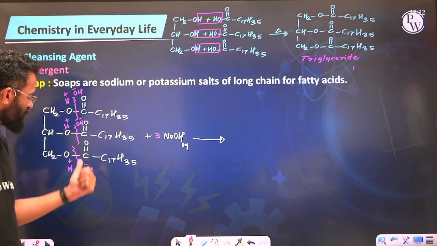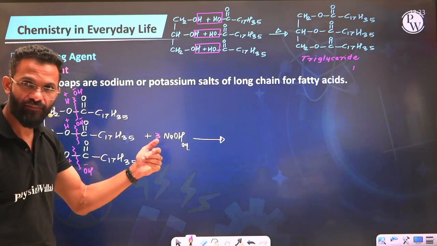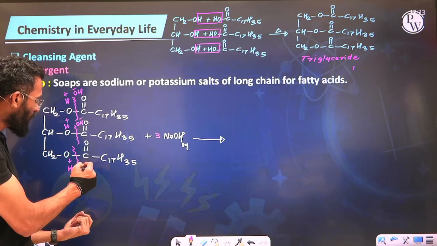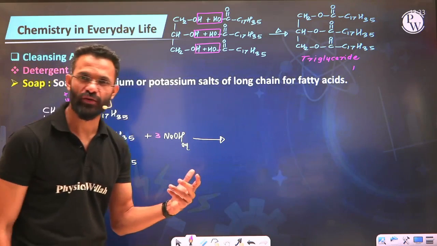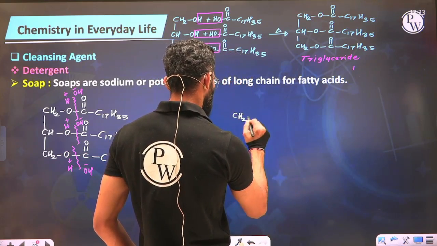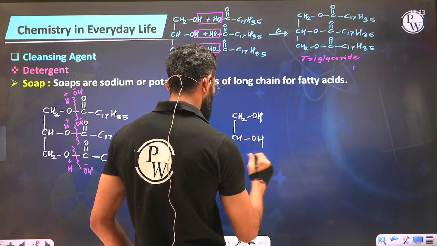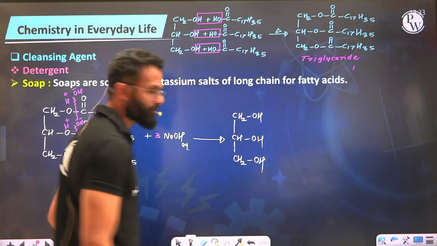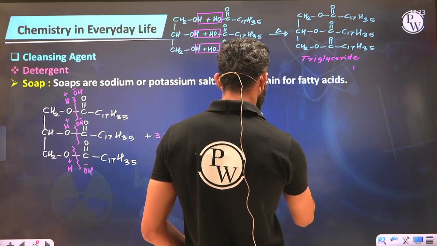But as soon as this acid is formed, because the conditions are alkaline, this base will react with the acid to form a salt. OH will take away H plus from here. So you will get C17H35COO minus Na plus, meaning it is a sodium salt of stearic acid. We can call it sodium stearate. Let us write down the structure first. We have got glycerol, and along with that, we got 3 C17H35COONa.